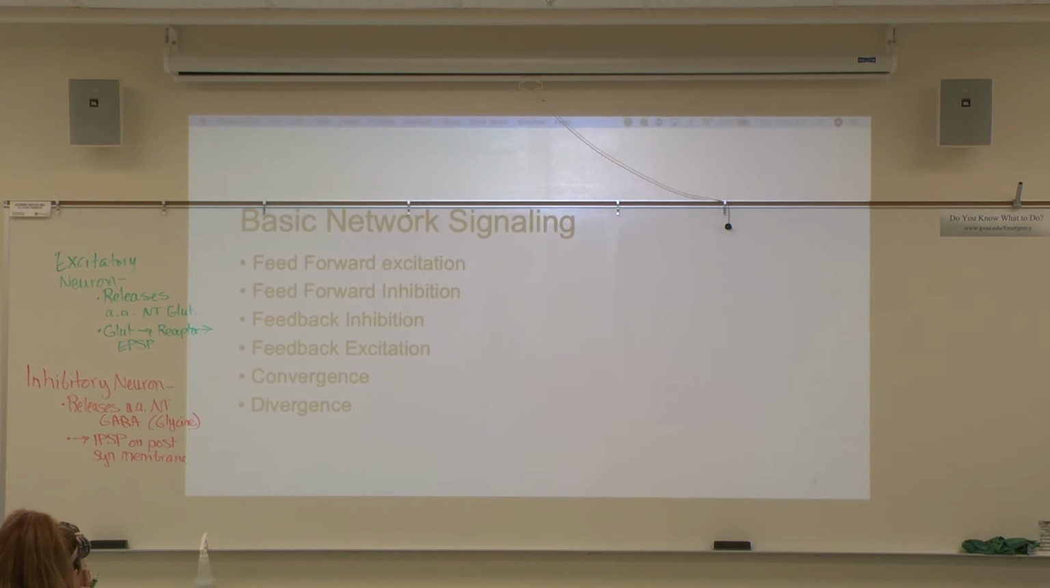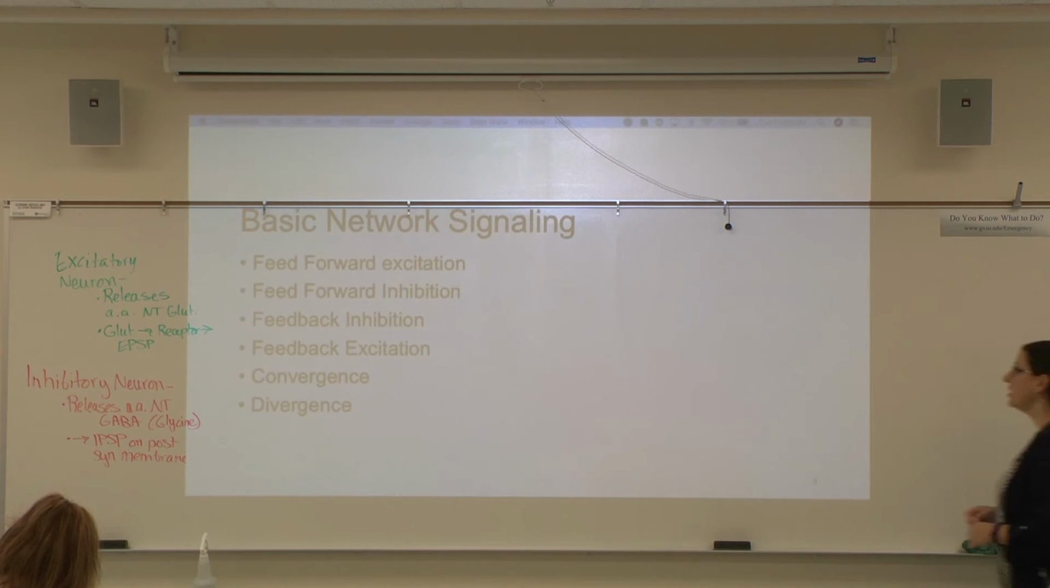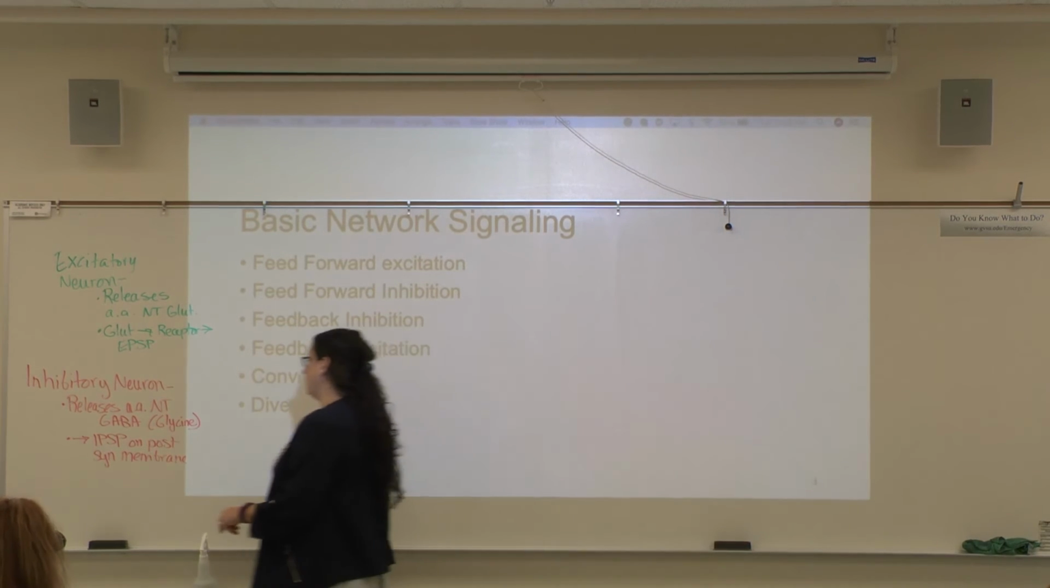Now let's talk about how we can put excitatory and inhibitory neurons together in order to achieve a particular function. To start, we'll talk about these basic neural networks. This information, again, comes from Neuroscience Online. Let's start with feed-forward excitation.